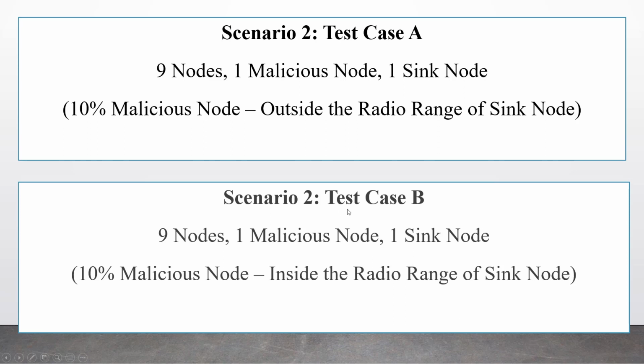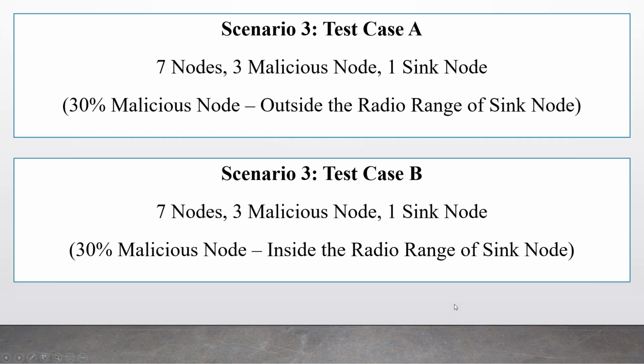Now I'm going for test case B. You can see the same 9 nodes, one malicious node and one sync node. The same thing will be available. So 10% malicious node, and this malicious node I'm going to keep inside the radio range of the sync node. So this is going to be scenario 2. In scenario 2, we have two different cases, test case A and test case B.